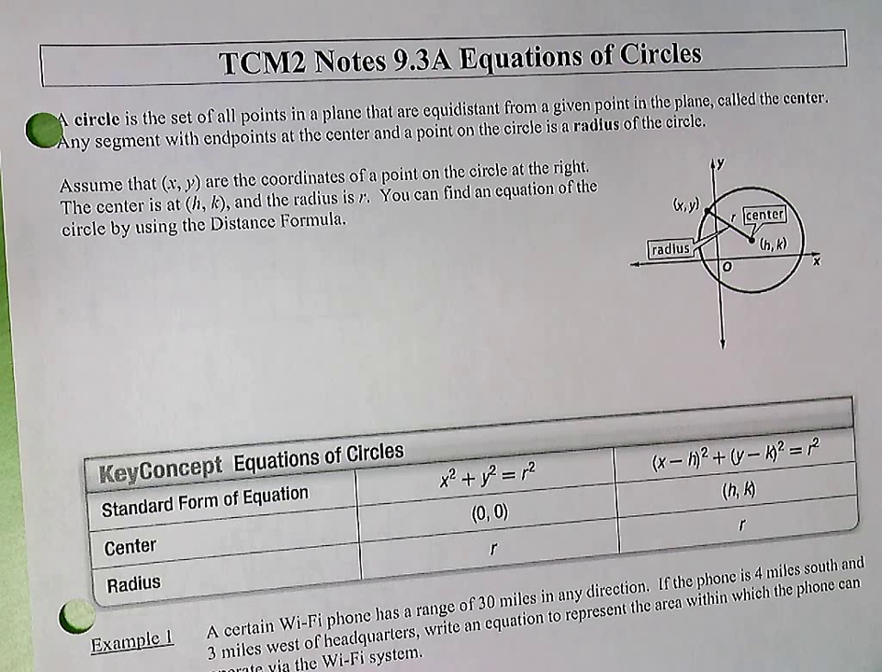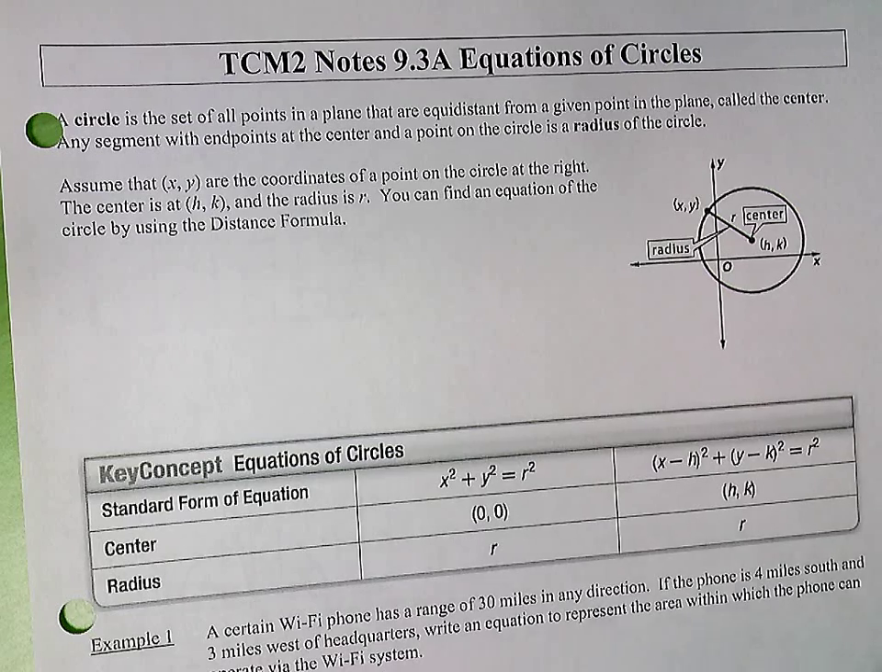So we finished this section on parabolas. Our next section for chapter 9 is circles. We're still writing out these equations just like we were for parabolas, except now we're looking at circles.